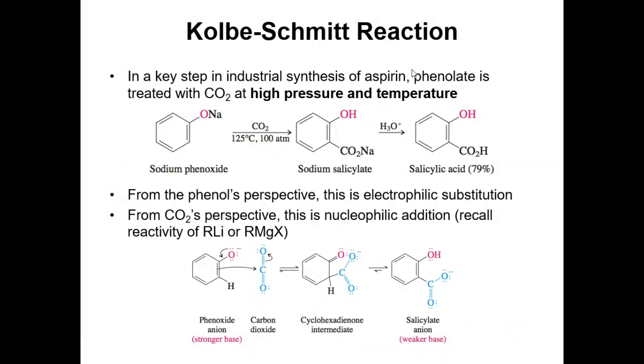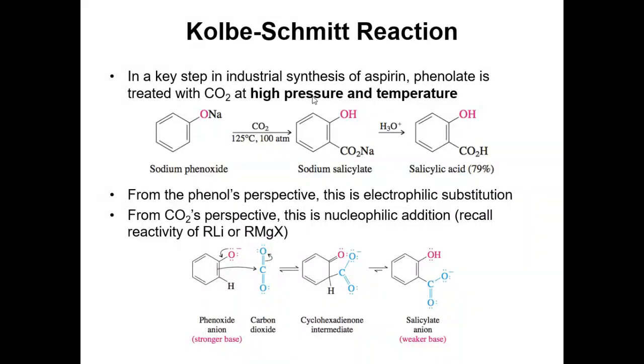Why is high temperature important? Because high temperature speeds up the reaction, so it helps the reaction achieve its equilibrium. High pressure of carbon dioxide also helps speed up the reaction, again helping it achieve its equilibrium. So the high pressure and temperature basically imply the reaction will happen near its equilibrium at least.